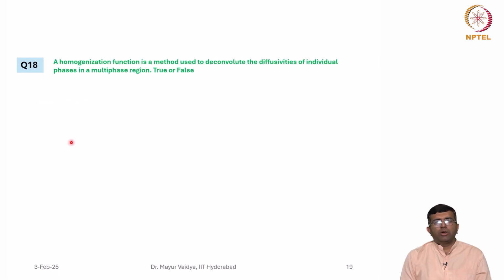Then question number 18. A homogenization function is a method used to deconvolute the diffusivities of individual phases in a multiphase region. True or false? This is false. It is actually the reverse. We use the homogenization function in a multiphase diffusion problem, but it is not to deconvolute the diffusivities. It is actually to combine the diffusivities of individual phases, so that a single effective diffusivity can be used to perform the necessary kinetic simulations.